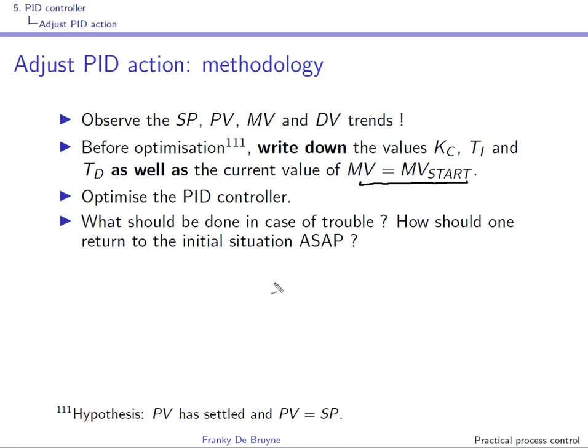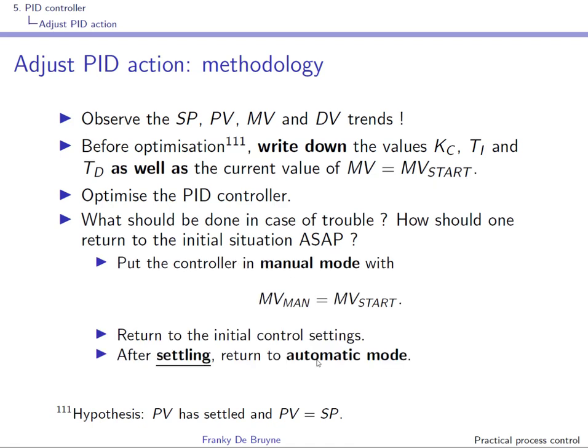Well, what happens in case of trouble? You see this oscillation appearing, it is growing, and you want to return, of course, to the initial situation, and you have to do this as soon as possible. So you have to react, but you have to react fast. And this is how you should react. You have to put the controller in manual mode and quickly return to the MV that you had before the optimization exercise. This is this steady state MV that made sure that PV was on set point, right?